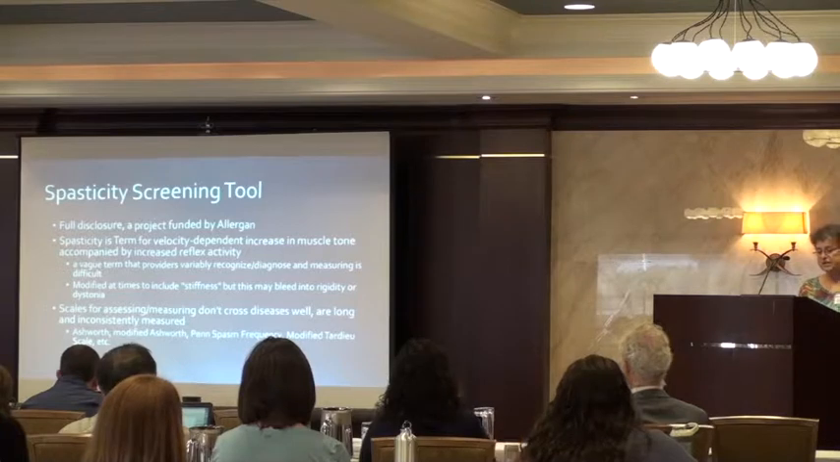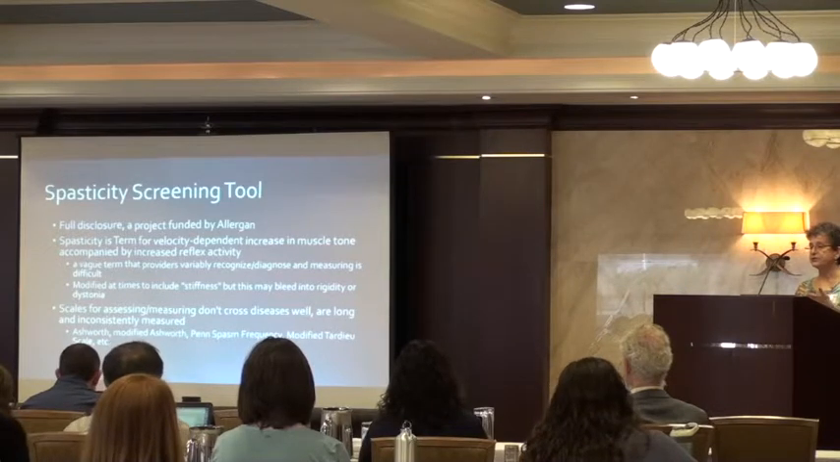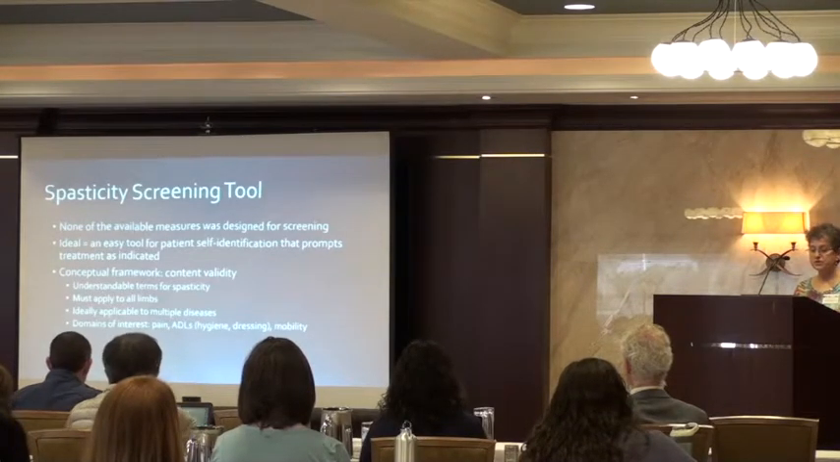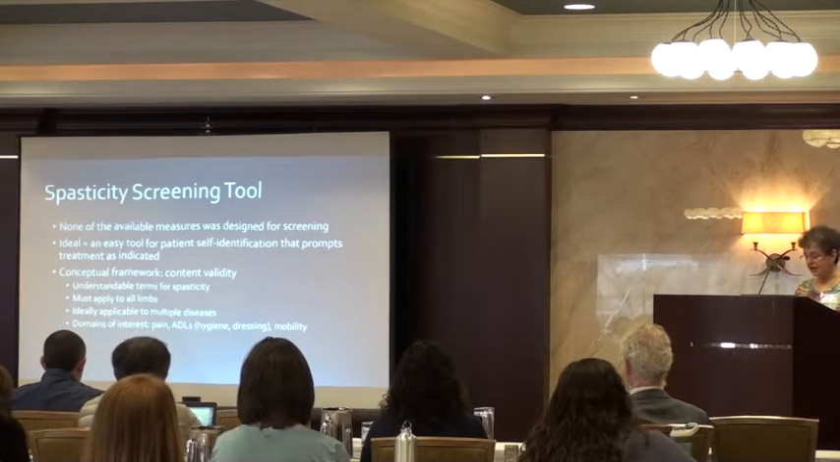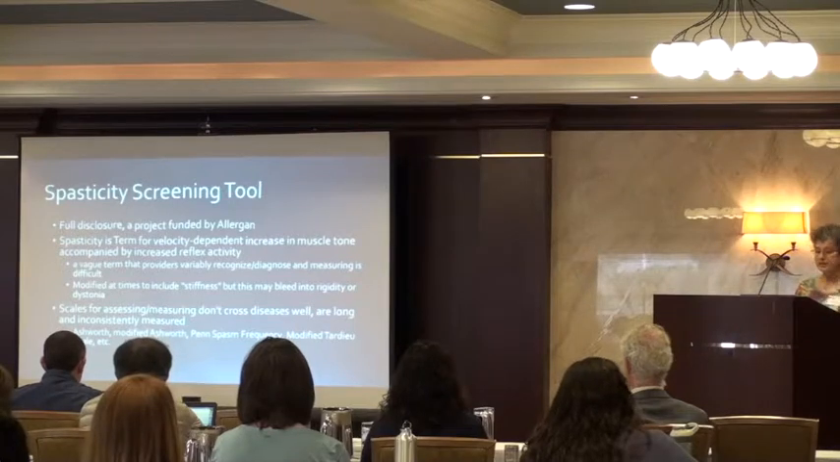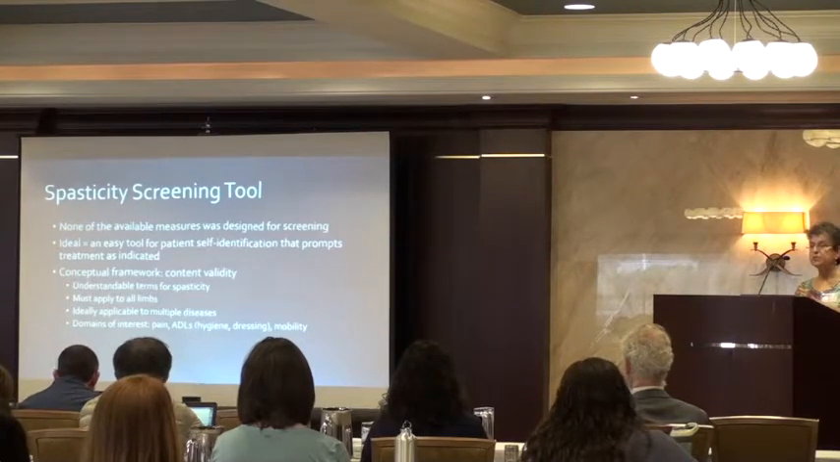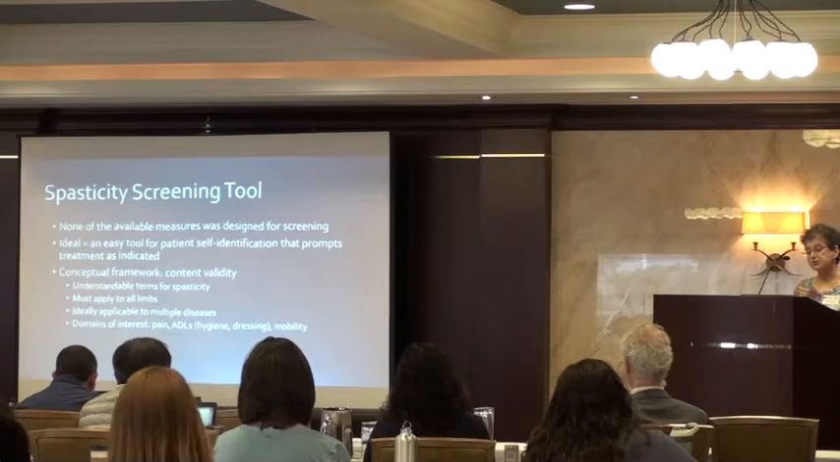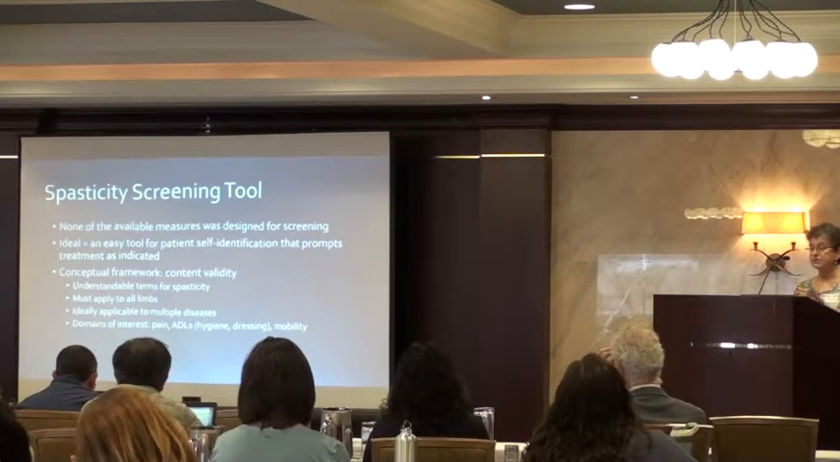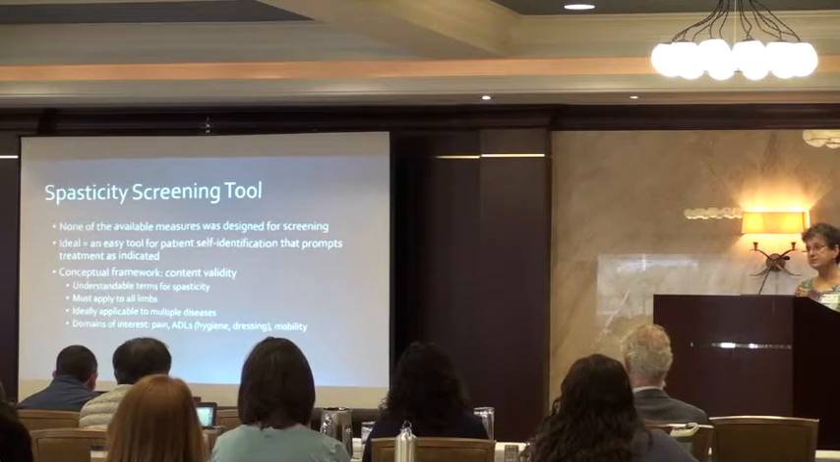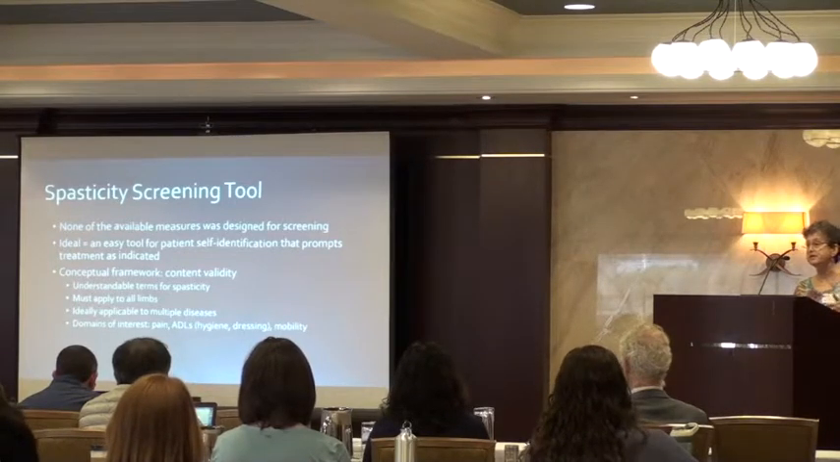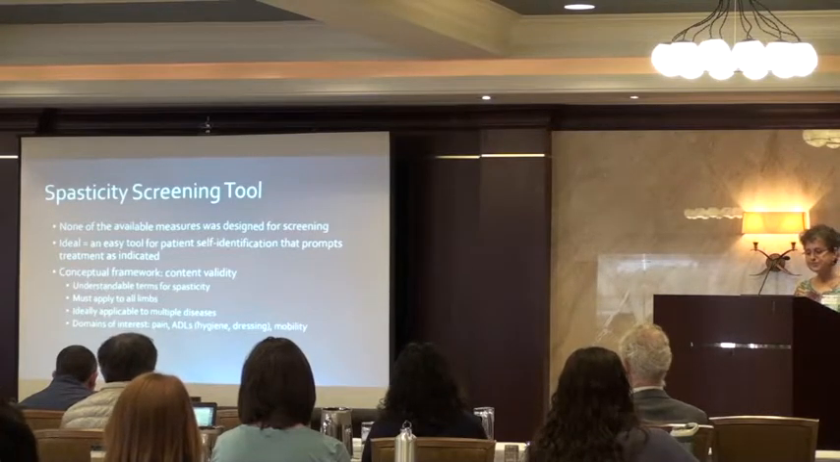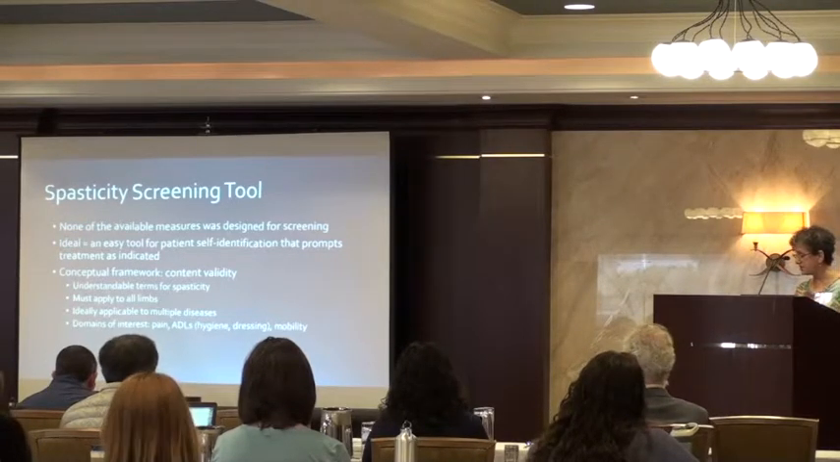People talk about stiffness. And so he thought, well, if I could get people to tell me what they felt, what kind of questions would I ask them? None of the measures he had, the Ashworth scale and the modified Ashworth scale, would be good for screening. Do you have spasticity or not? So he wanted an easy tool that patients could use to self-identify and say, these are my symptoms, and then he could get treatment earlier in these patients rather than later. So he had to figure out what are the understandable terms for spasticity. So what do the patients say?